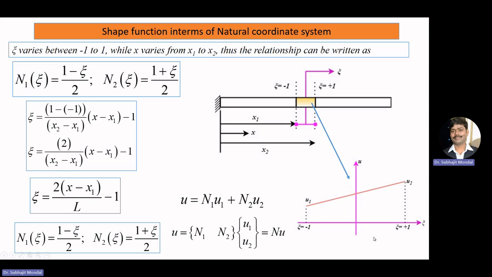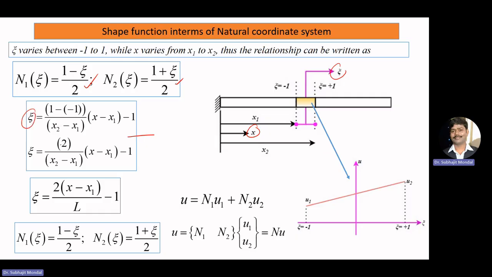You have learned that in our natural coordinate system, we can write the shape function in terms of (1 minus xi)/2 and (1 plus xi)/2. Now here, this is the correlation between xi and x. Basically, this is the correlation between our natural coordinate system and our physical coordinate system. So here we can write xi like this.